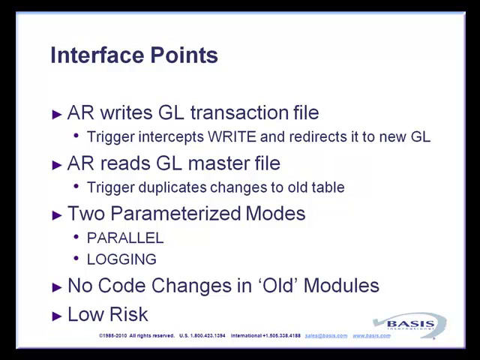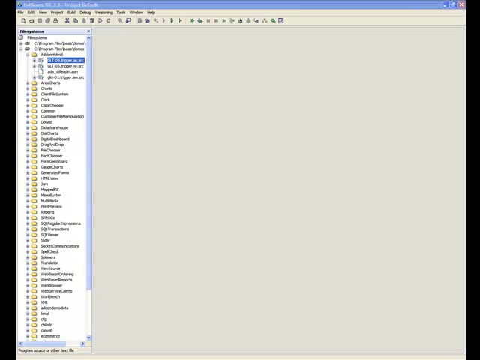So that means this was a very low risk change for us, very easy for us to test, the ability to run it in parallel to ensure that the old GL and the new GL would balance, that they would give the exact same results that we would expect. Let's look at that trigger code within the Basis IDE.